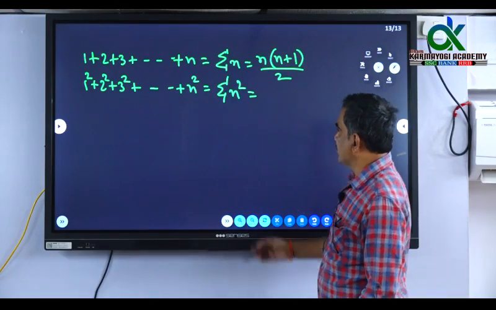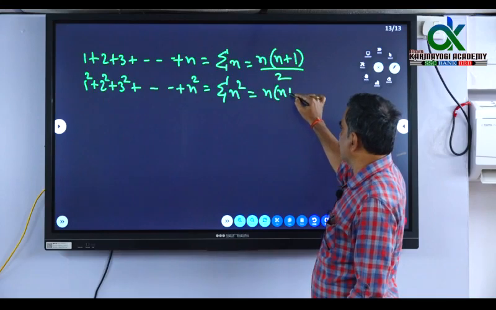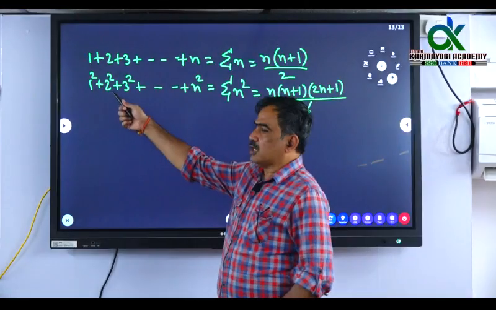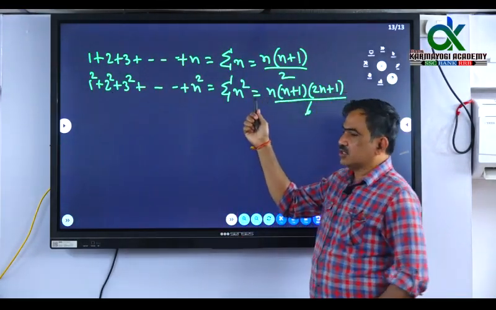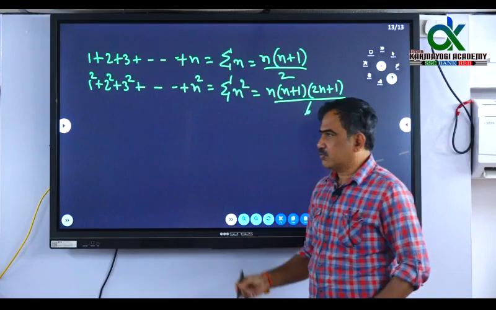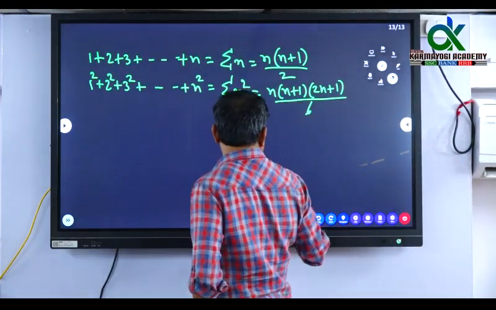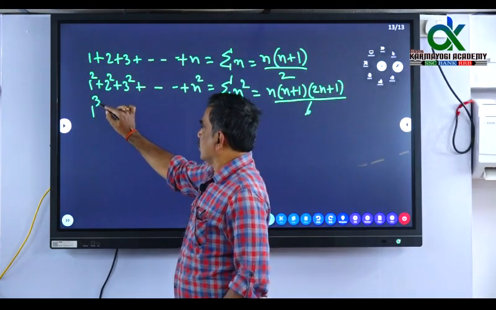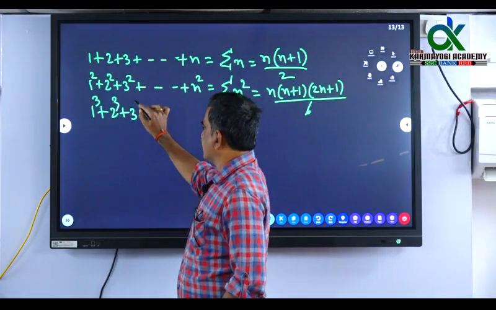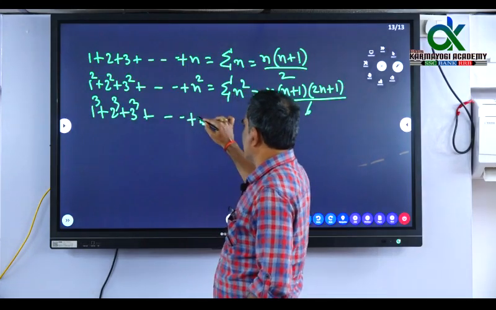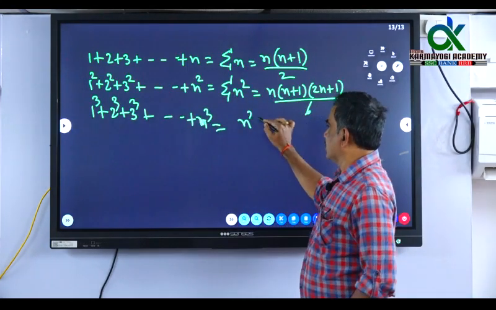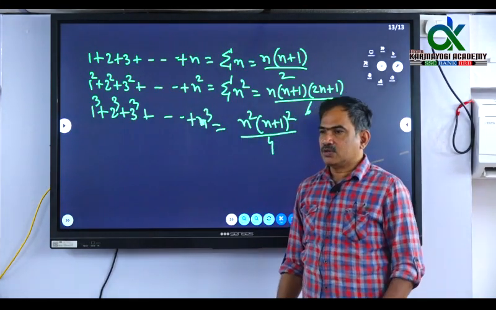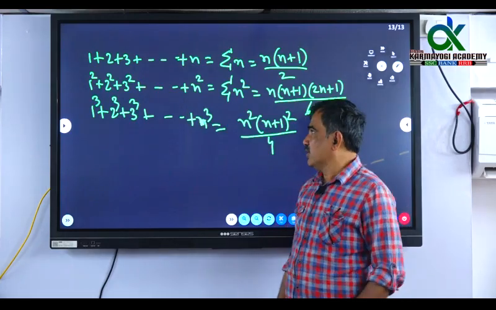Then what is the formula for this one? The formula is nothing but n into n plus 1 into 2n plus 1 by 6. Sum of squares of n natural numbers is equal to n into n plus 1 into 2n plus 1 by 6. Then what is sum of cubes of n natural numbers? 1 cube plus 2 cube plus 3 cube plus and so on plus n cube is equal to how much? The formula is n square into n plus 1 whole square by 4.